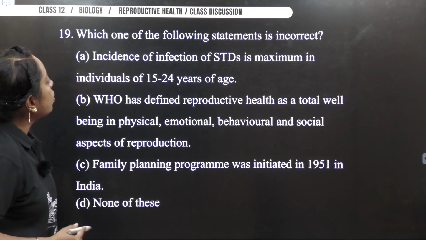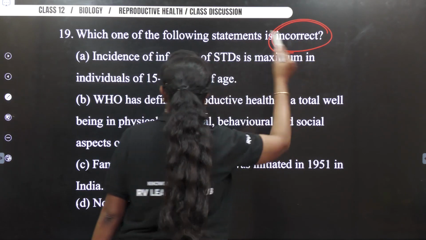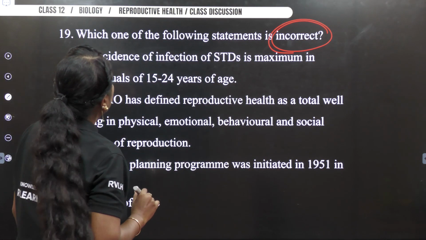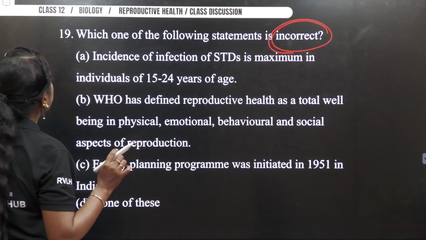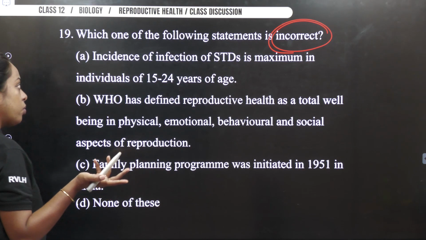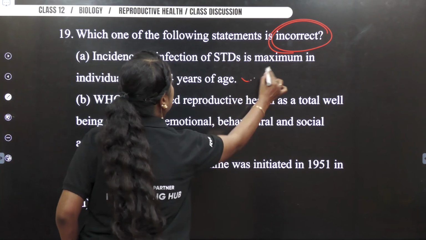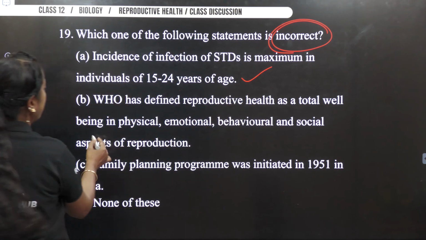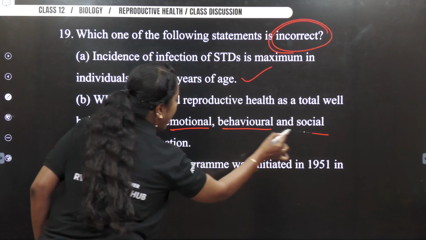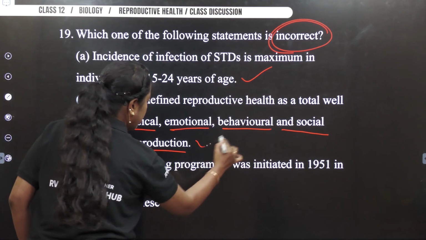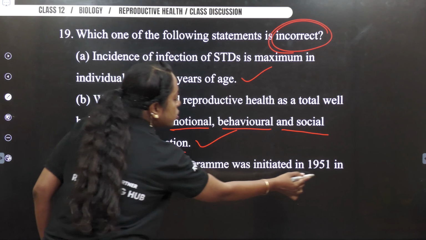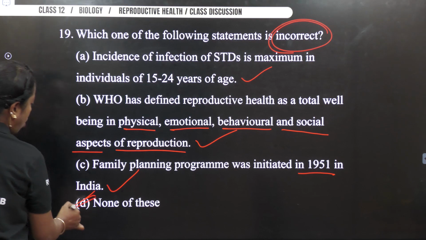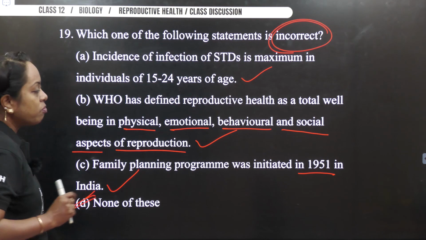Next question. Which of the following statements is incorrect? Okay. We're going to find out which of the following statements is incorrect. Incidence of infection of STD is maximum in individuals between 15 to 24. It's the right statement, right? Okay. WHO has defined reproductive health as a total well-being, physical, emotional, behavioral and social aspects of reproduction. Correct. Family planning program was initiated in 1951 in India. Correct. So thereby the answer becomes what? Option D for us.